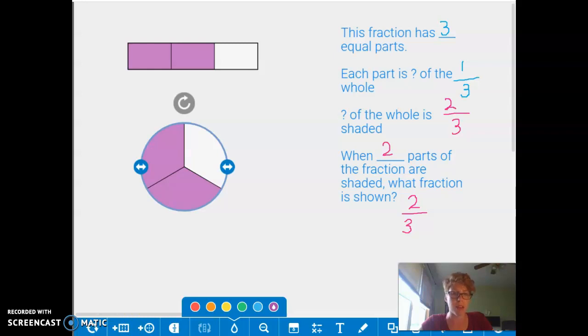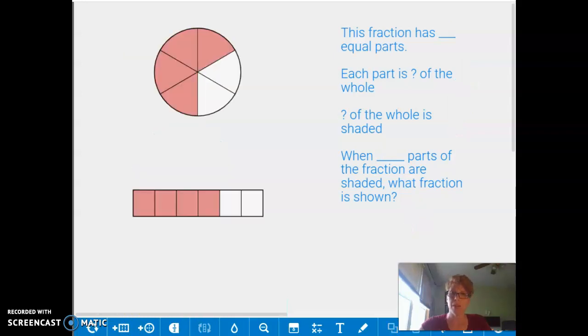Let me pause my video and get another fraction up here for us. I'm going to give you a moment to look at this new fraction to tell me how many equal parts you see. Both of them have the same equal parts. Remember, one is in a fraction bar, one is in a little pie. How many equal parts do you see? 6. So this fraction here in front of us has 6 equal parts. 6. Let's get that written down.